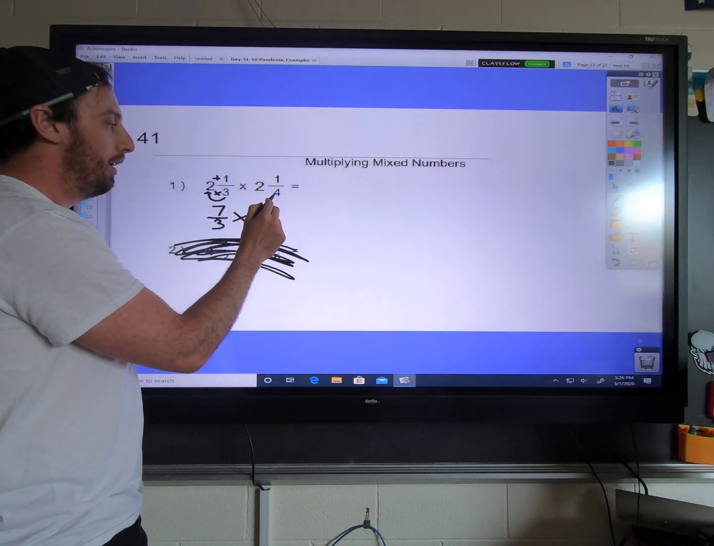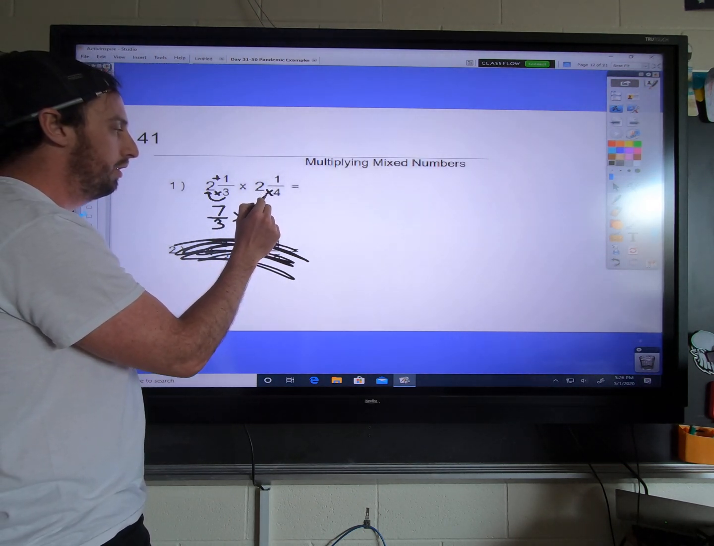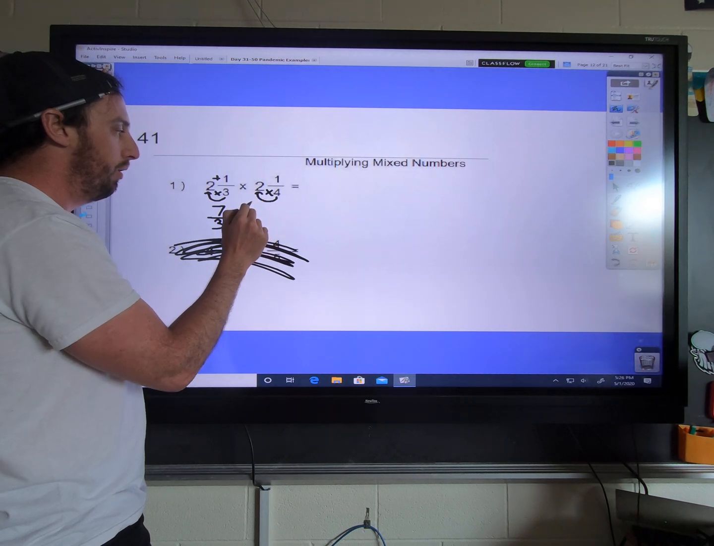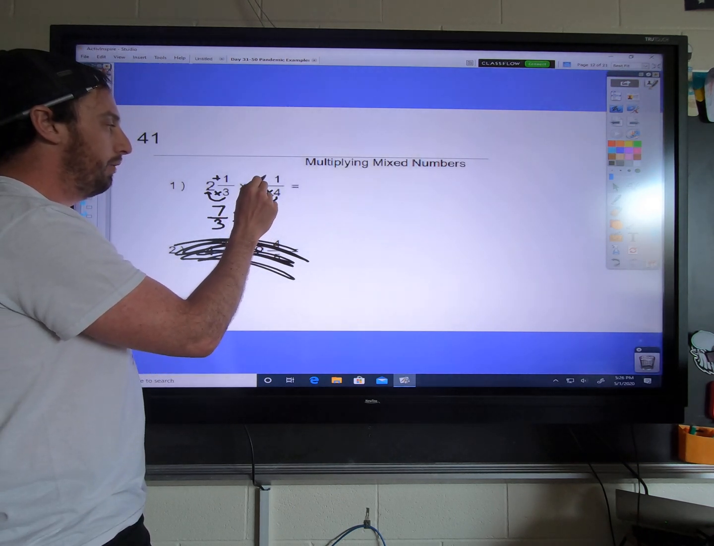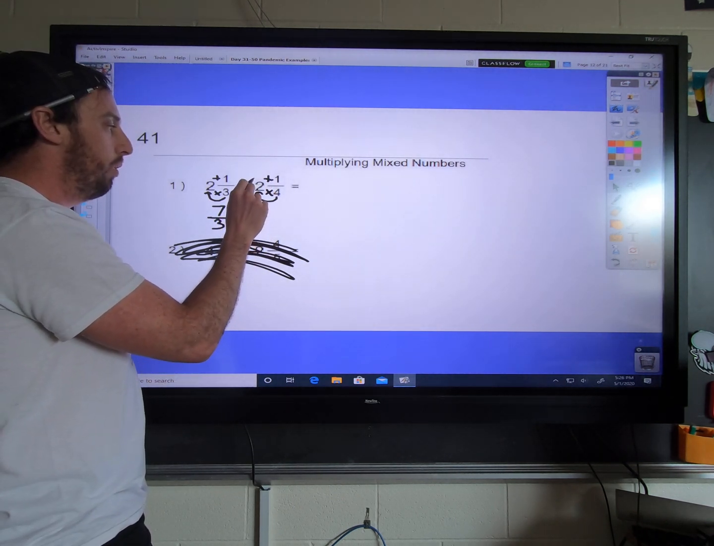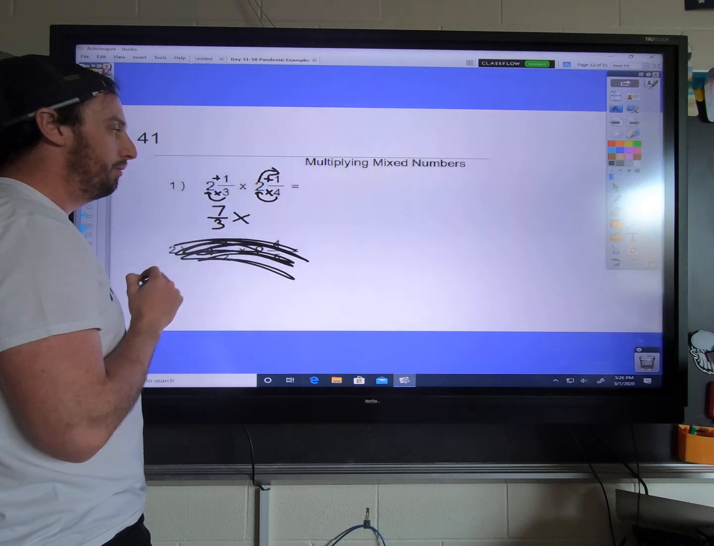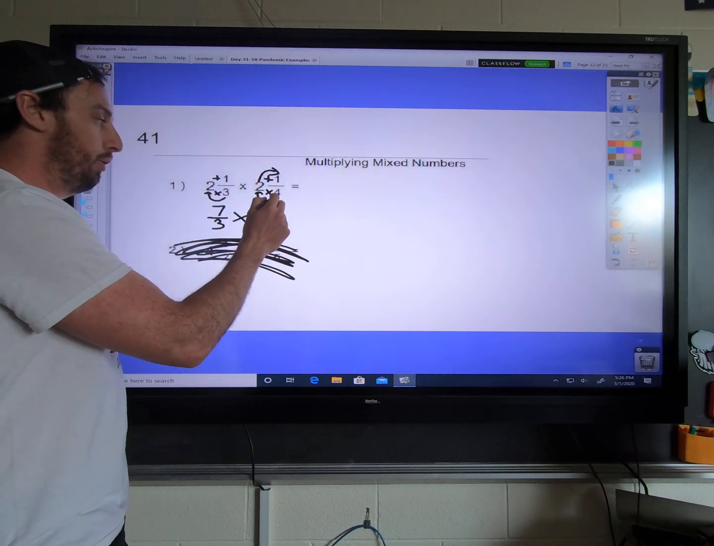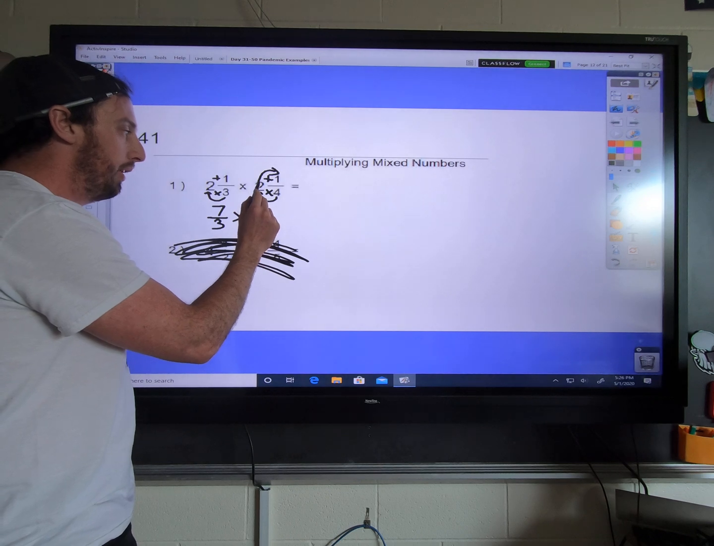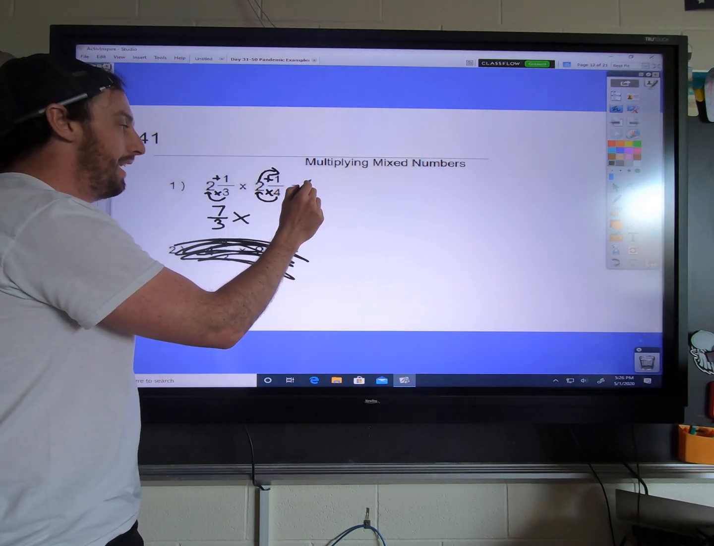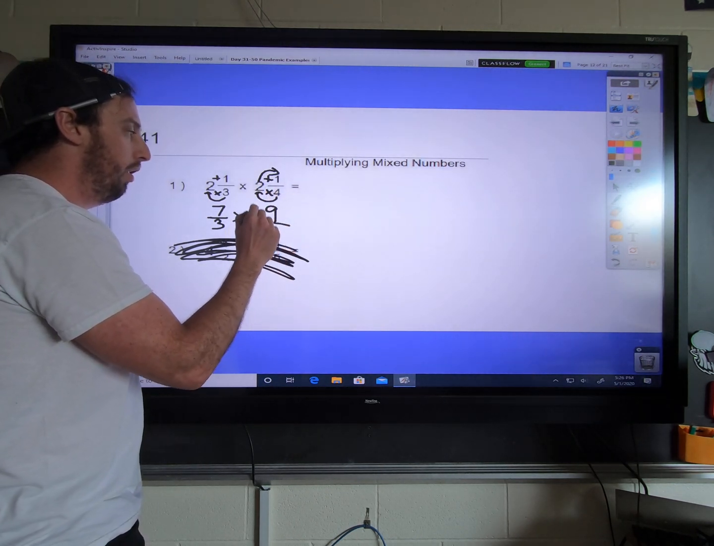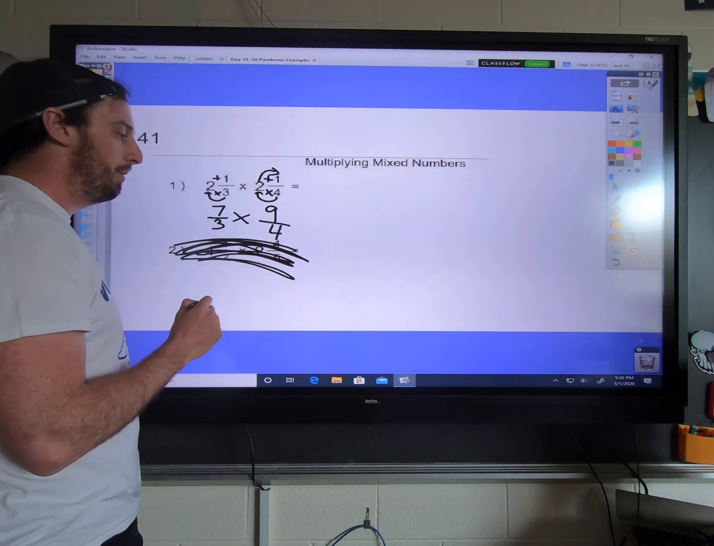Same thing goes over here. 4 times 2. Denominator times the whole number. 4 times 2, and then you have to add 1 to the numerator. 4 times 2 is 8, plus 1 is 9, over my original denominator of 4.